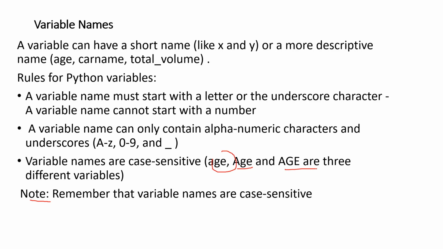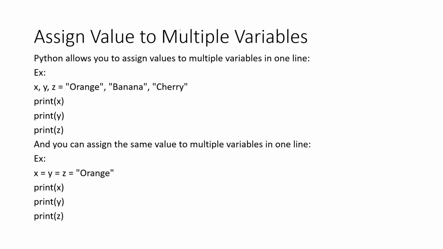Assign values to multiple variables. That means we can assign values to multiple variables. Example: x, y, z equal to orange, banana and cherry. We can print x, y and z. Print x gives this, print y gives that, and so on. In this example, x means orange, y means banana, and z means cherry.